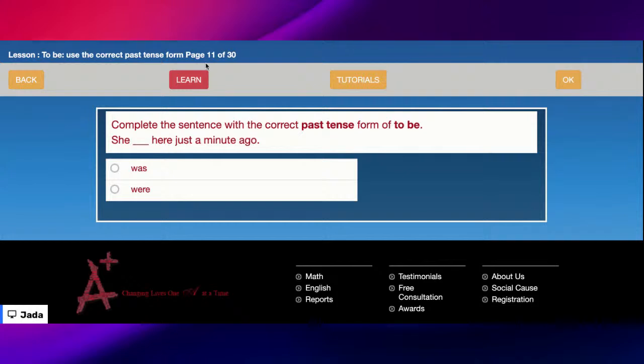She dash here just a minute ago. So she was or she were? Which one? She was. Okay.